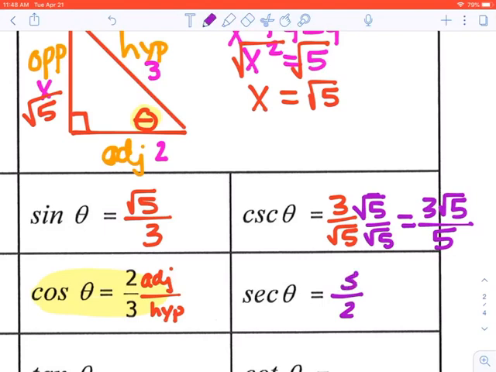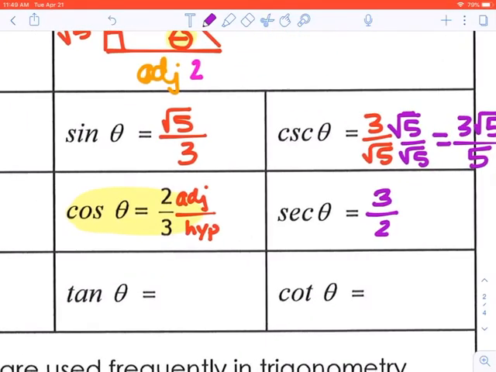If I can write the number 3. Still can't write the number 3. 3, thank you. Okay, and then tangent, opposite over adjacent. So the opposite is going to be root 5.